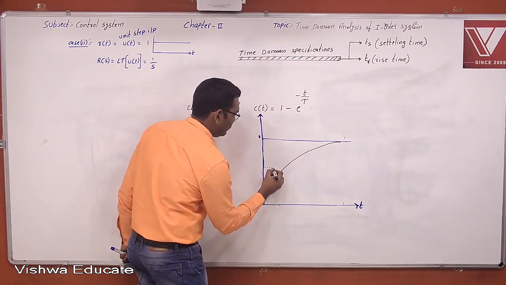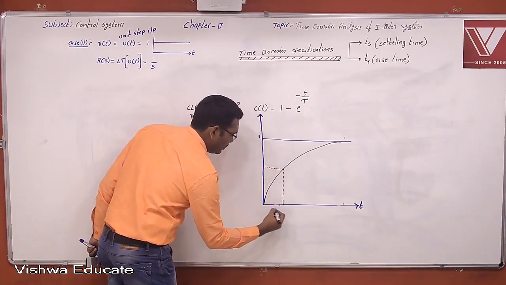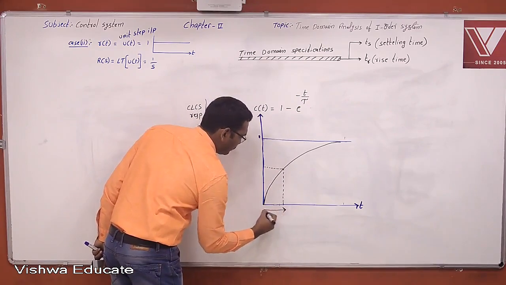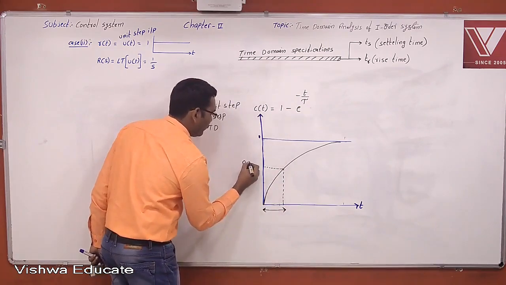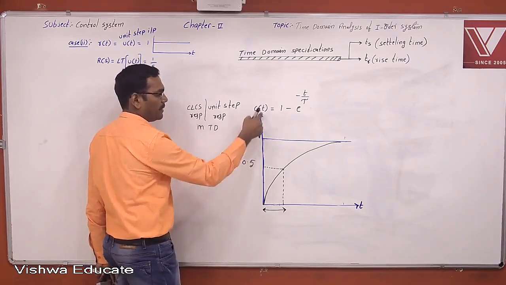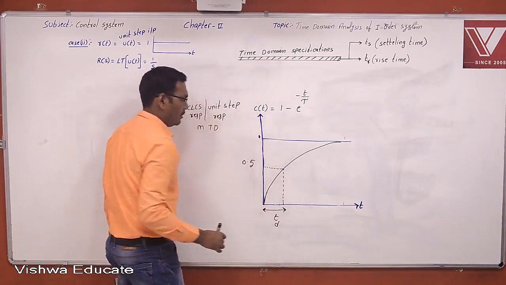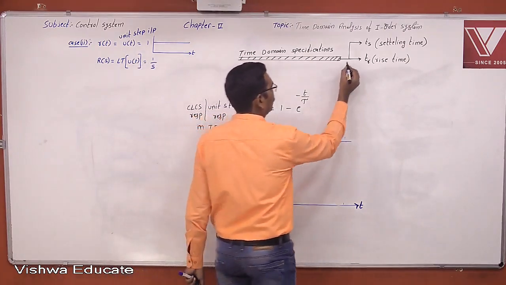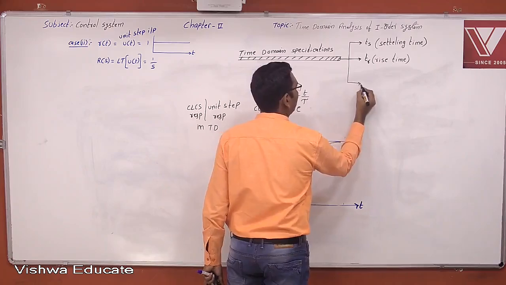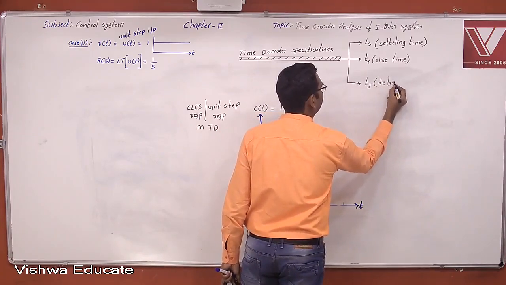Now the time taken by the response to reach 50% is called delay time. The time taken by the response to reach 50% of the final value is called delay time.